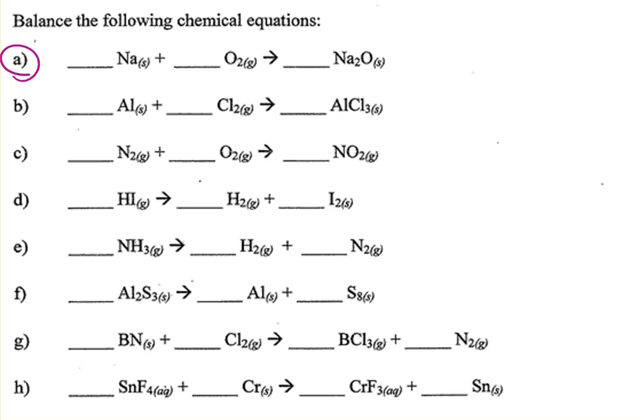It's invisible, we don't write it, but it's implied that there's a 1 there. That's obviously the simplest element. O2 is the most complicated element. So I'm going to start with oxygens first.